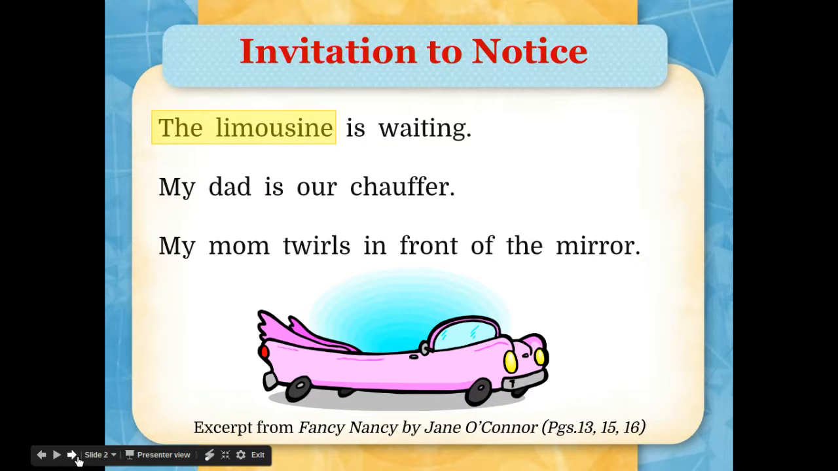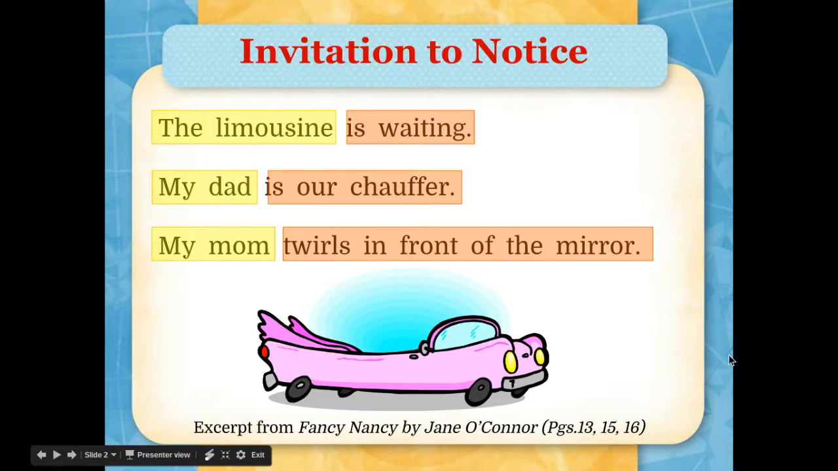All right, let's notice what we can notice about these sentences. The limousine is waiting. My dad is our chauffeur. My mom twirls in front of the mirror. If you'll notice, the limousine, that's who or what this sentence is about, and is waiting is what's happening. On the next one, my dad is our chauffeur. The following one, my mom is the who or what the sentence is about, and twirls in front of the mirror, that's what she is doing.